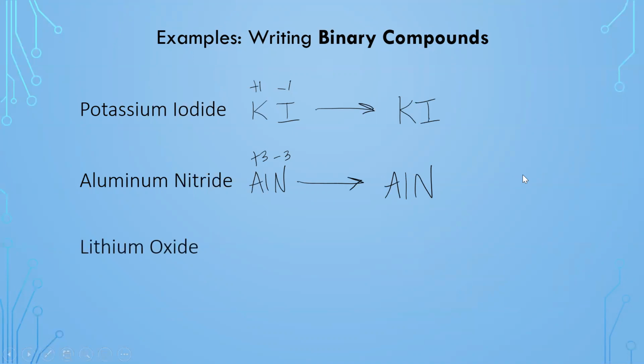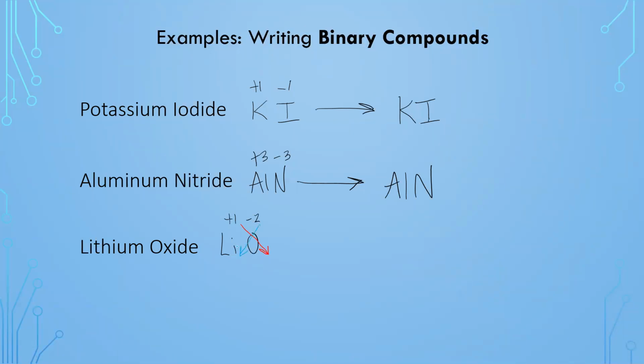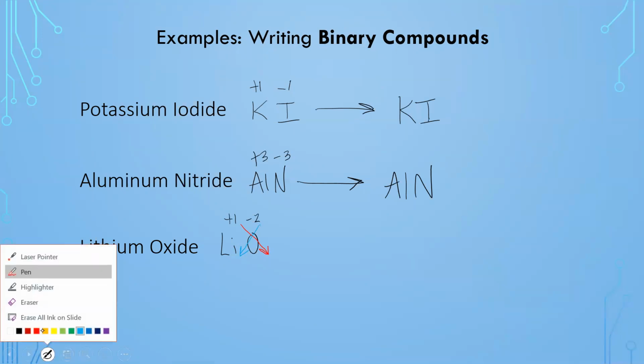Okay, what happens if the charges don't cancel out? So we have Li for lithium, the charge of +1. And we have O for oxide, oxygen, with a charge of -2. In this case, these charges do not cancel out. So we have to crisscross them. What's going to happen is the 1 is going to become the subscript of oxygen. So lithium's charge becomes oxygen's subscript, just the number, not the plus or minus. And then oxygen's charge becomes lithium's subscript. So you just crisscross the actual numbers.